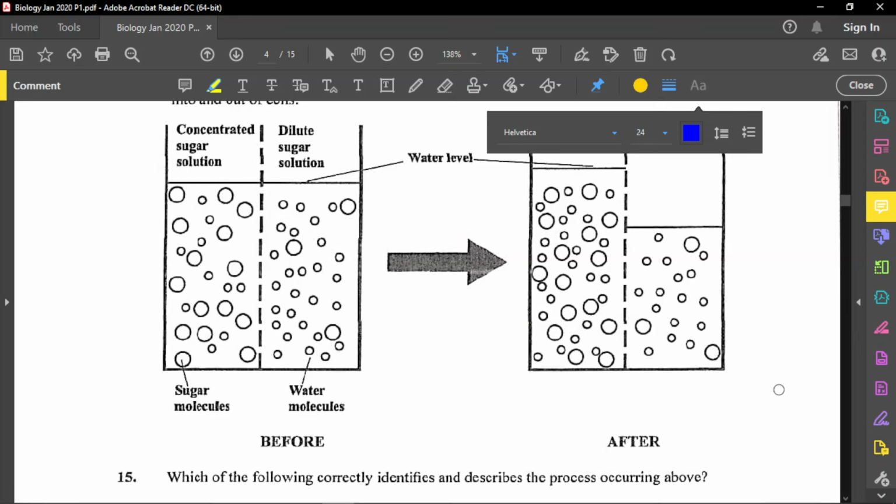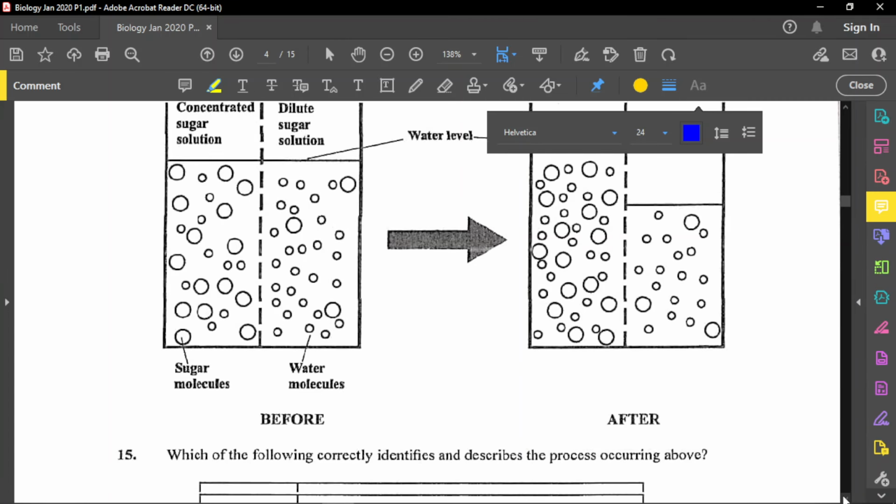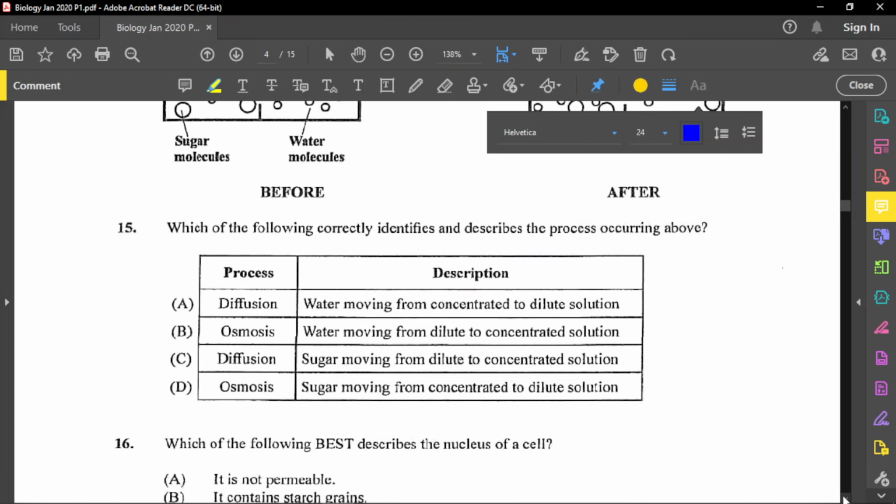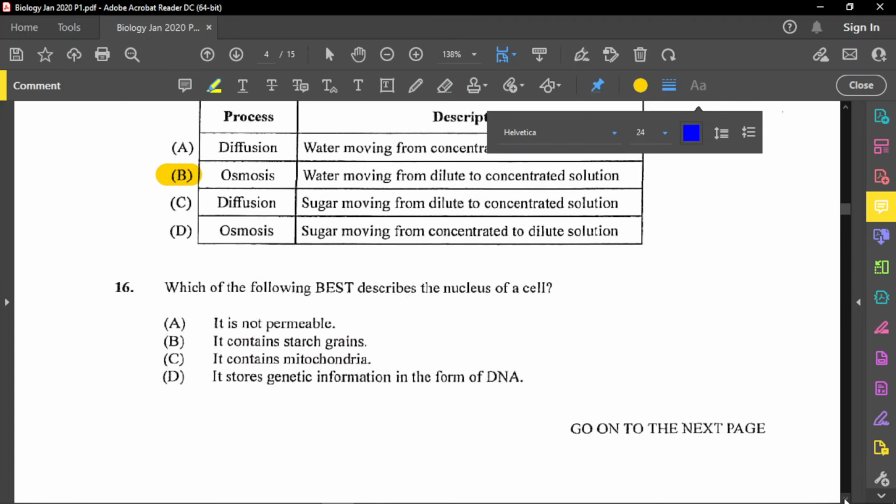As a matter of fact, there is a dotted line in the middle that separates both of them, that represents the membrane, and the membrane is semi-permeable. So which of the following correctly identifies and describes the process occurring above? And again, if you notice there are membranes, it must be osmosis, and there are two solutions of different concentration. That has to be osmosis. So we know that A and C are out. Water moves from dilute to concentrated for B. Yeah, we don't have to go any further. B is the answer. So osmosis, water moves from dilute to concentrated. No need to explain any further with that one.